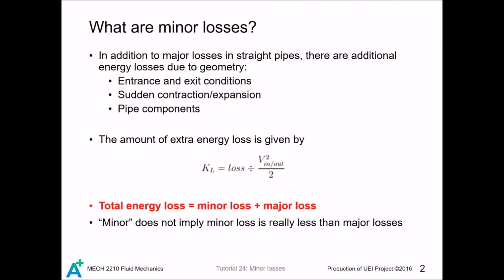In straight pipes, we have major losses, but if the pipe is not straight, then there are some additional energy losses due to geometry. These are the three items that we are going to talk about. And again, V squared divided by 2 has the same dimension as energy per unit mass. So again, people use this to compare energy loss due to minor loss and design a loss coefficient for minor loss. And the total energy loss is given by the minor loss plus the major loss.